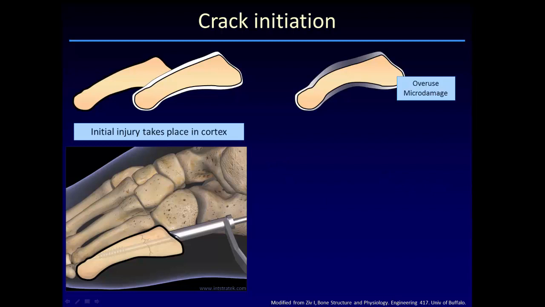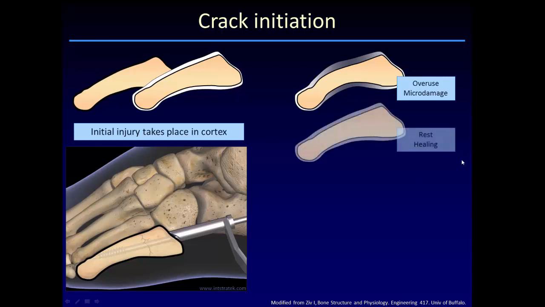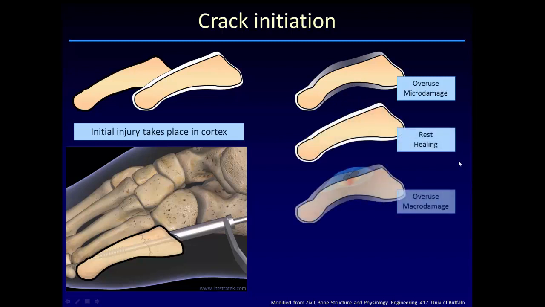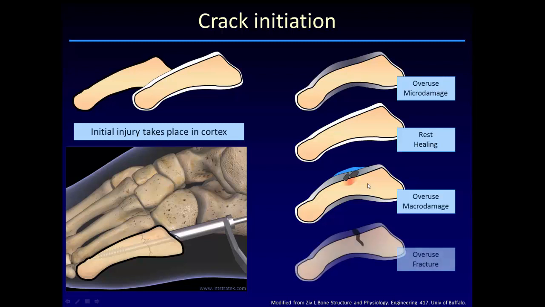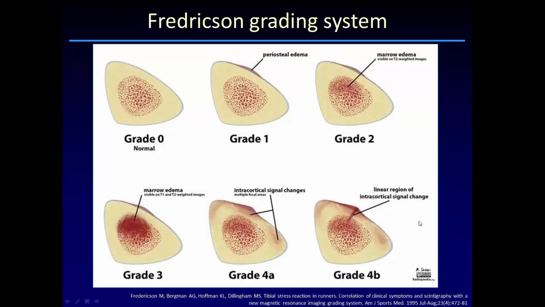So let's take a look at what happens to somebody who starts to develop this type of a problem. You start to get overuse and microdamage where we don't see anything. If you stop and let the bone heal, everything is fine. But if you keep overdoing it, you will wind up actually starting to develop a crack that's now becoming macroscopic in the bone, where we're going to wind up calling it a fracture.